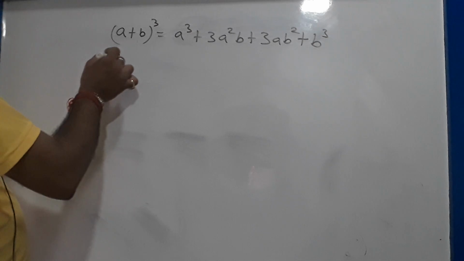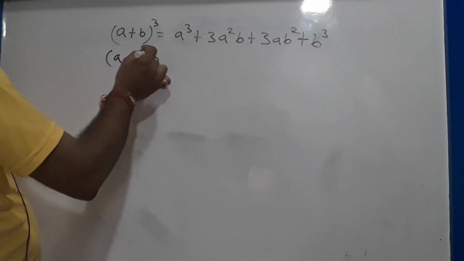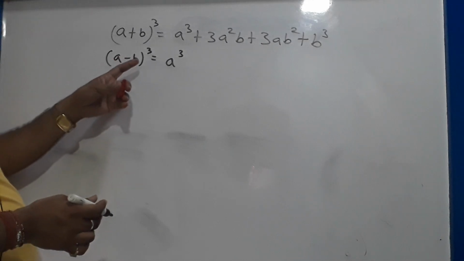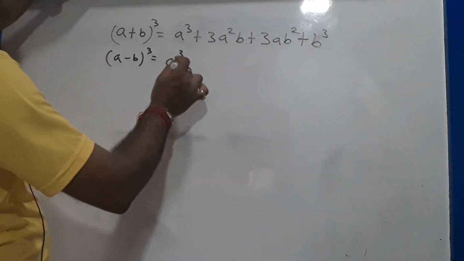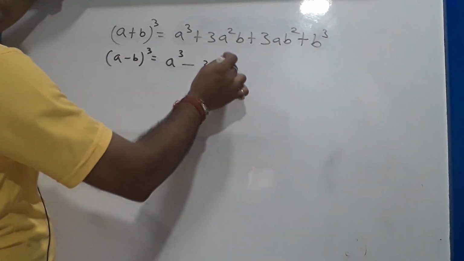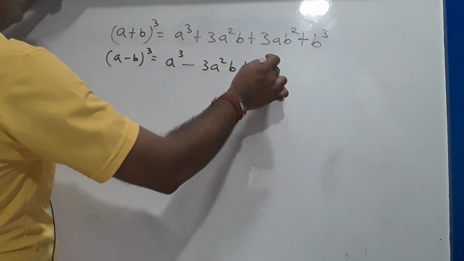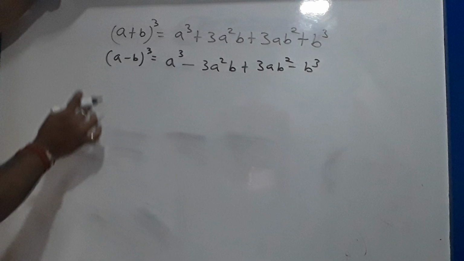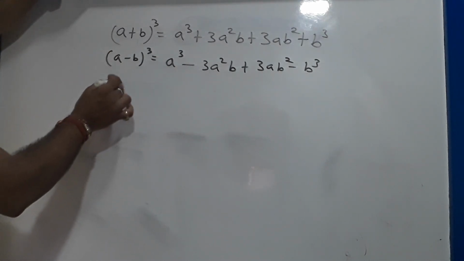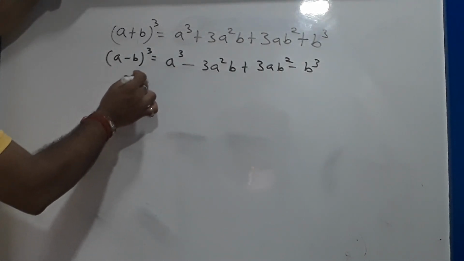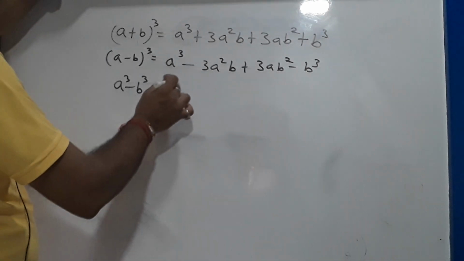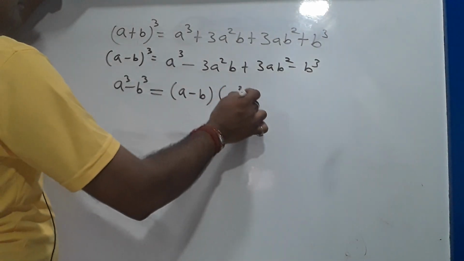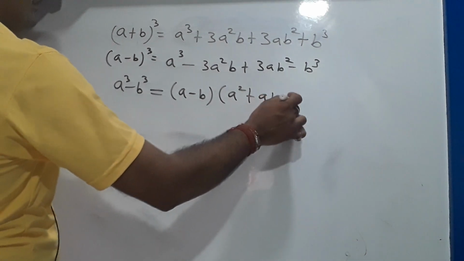Then a minus b whole cube will be a cube, and for minus the sign will fluctuate: plus, minus, plus, minus. Then minus 3a square b plus 3ab square minus b cube. It is the whole cube formula. Then come the individual cubes. a cube minus b cube formula will be a minus b into a square plus ab plus b square.